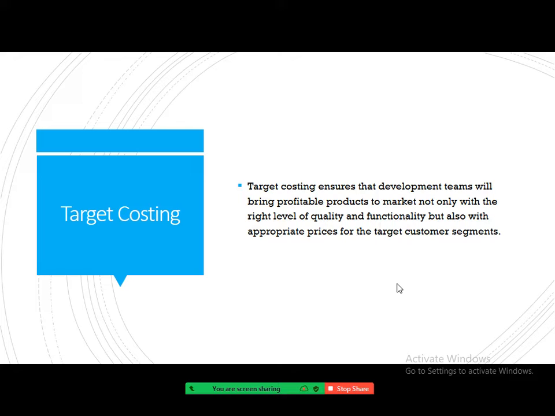Then allocate the target cost to the product's various functions. Calculate the gap between the target cost and the estimated actual production cost. Think of debits and credits in accounting. Because the target cost is fixed, additional funds allocated to a sub-assembly team for improving a product function must come from another sub-assembly team.